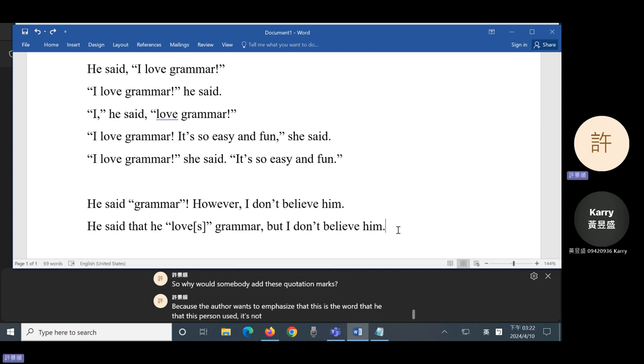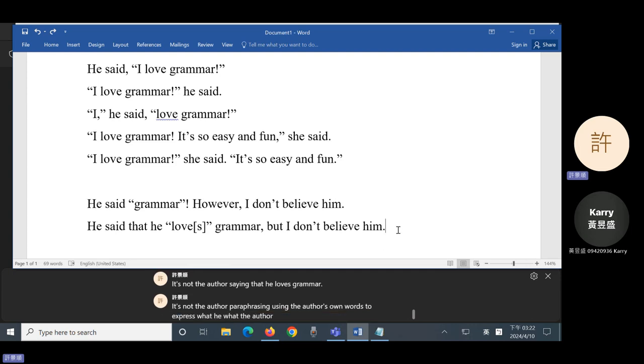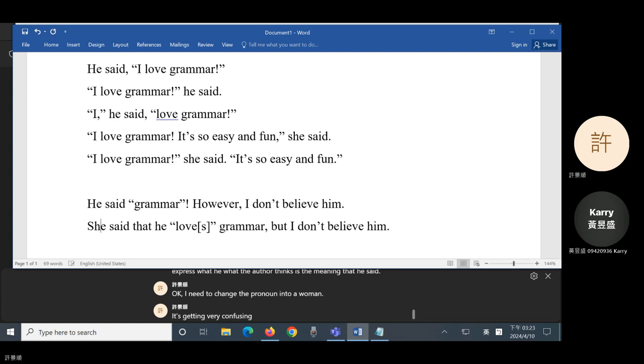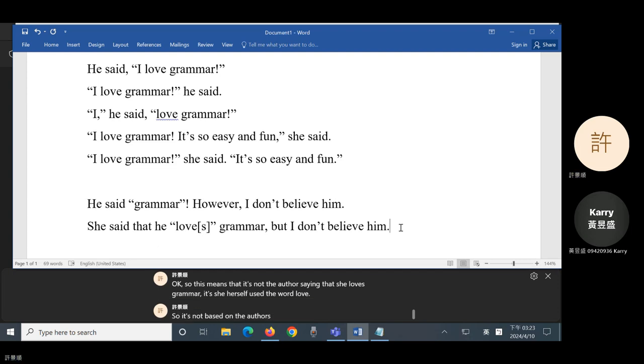It's not the author saying that he loves grammar. It's not the author paraphrasing, using the author's own words to express what the author thinks is the meaning that he said. Okay, I need to change the pronoun into a woman. It's getting very confusing. Okay, so this means that it's not the author saying that she loves grammar. It's she herself used the word love. So it's not based on the author's understanding. It's based on the exact language that this person used.